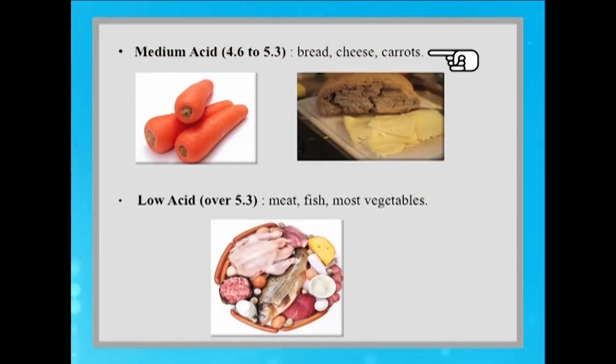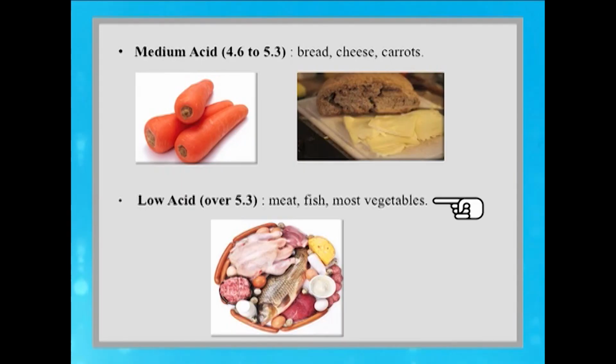And the third is medium acidic group, which is having a pH of 4.6 to 5.3. Bread, cheese and carrots are included in this group of food. While the fourth category is the food having low amount of acid, having a pH over 5.3. Meat, fish and most of the vegetables are categorized into this group.